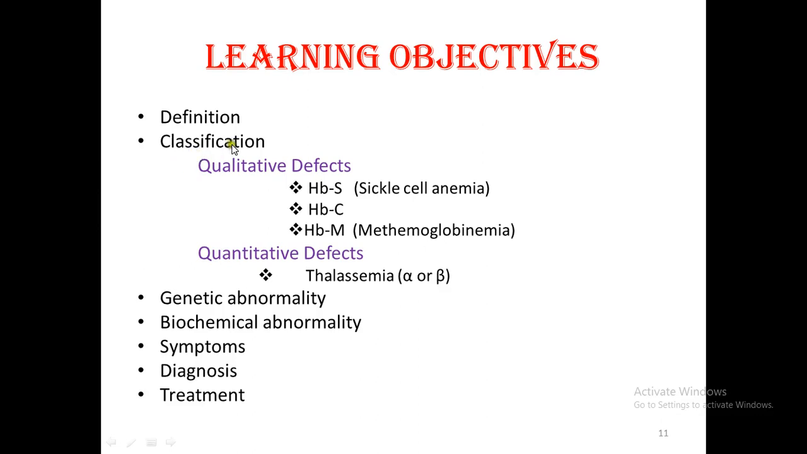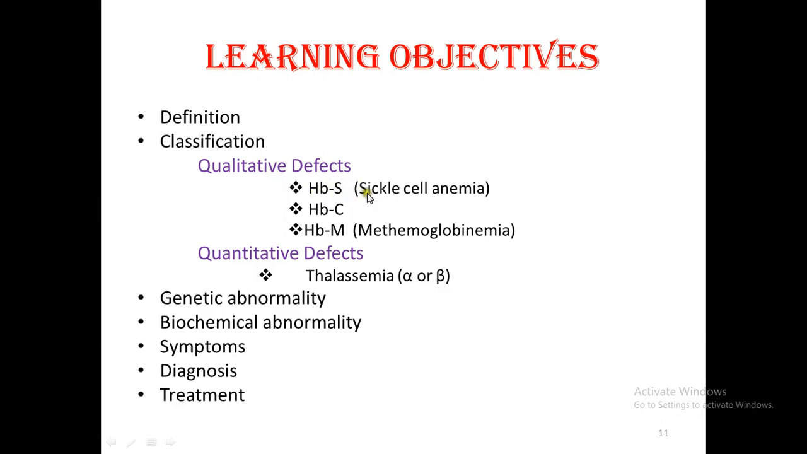Then classification, what are the different types of hemoglobinopathies that we find? There are two main classes of hemoglobinopathies. One are the qualitative defects of hemoglobin synthesis, and the second are the quantitative defects of hemoglobin synthesis. In the qualitative defects, hemoglobin is not synthesized normally, meaning an abnormal form of hemoglobin is being synthesized.